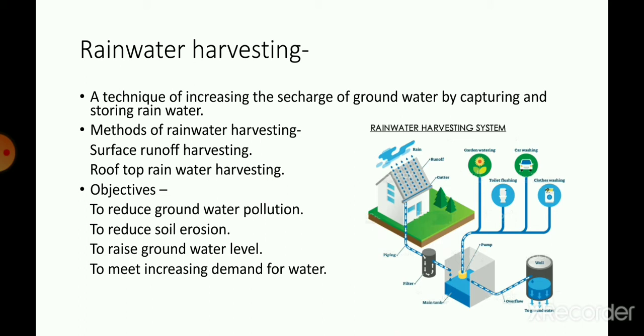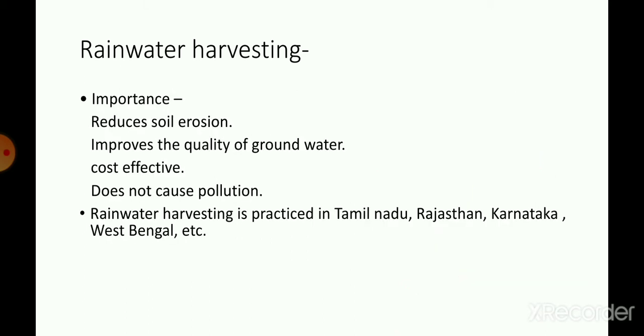Next, importance of rainwater harvesting. What are the importance? First importance is rainwater harvesting reduces soil erosion. Second, it improves the quality of water. Next, it is cost effective and does not cause pollution. Next, rainwater harvesting is practiced in Tamil Nadu, Rajasthan, Karnataka, West Bengal and etc. Just 2 places are enough for your examination purpose.